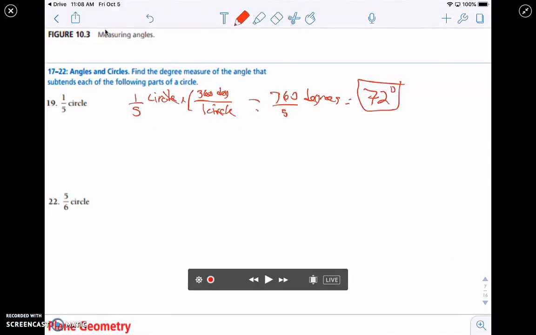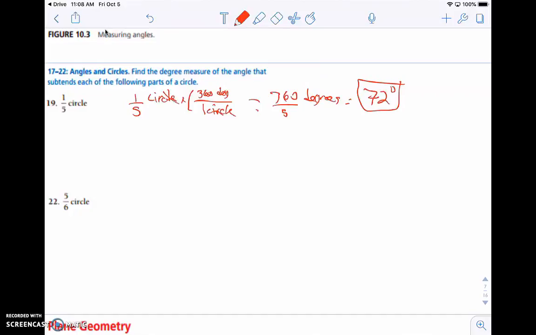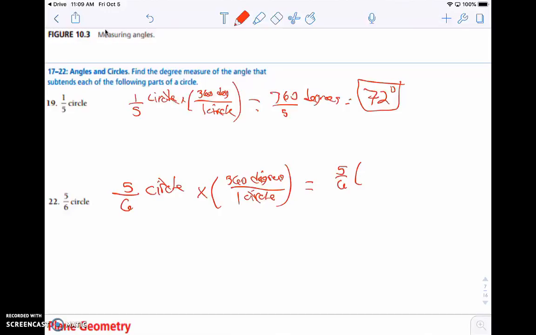If you're 5/6 of the circle, hopefully you can say, well, if I'm 5/6 of the circle, that's going to be much bigger than 72 degrees. Follow the same idea. If I've got 5/6 of the circle, got an angle that covers 5/6 of that circle, then I'm going to times it by 360 degrees for every one circle. And again, circles will cancel, so you'll get 5/6 times 360, and this is in degrees. And if you take 5/6, multiply it by 360, that will be 300 degrees. So 5/6 of the circle, you're going to have an angle measurement of 300 degrees.